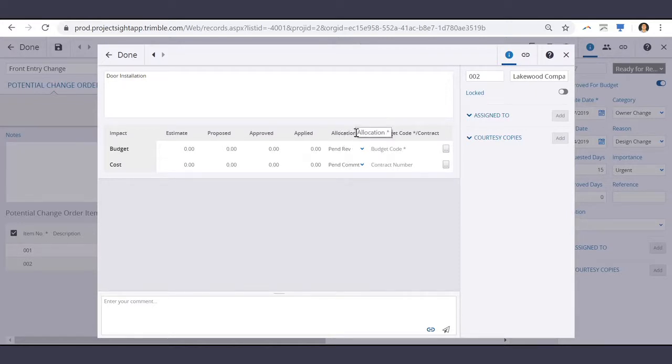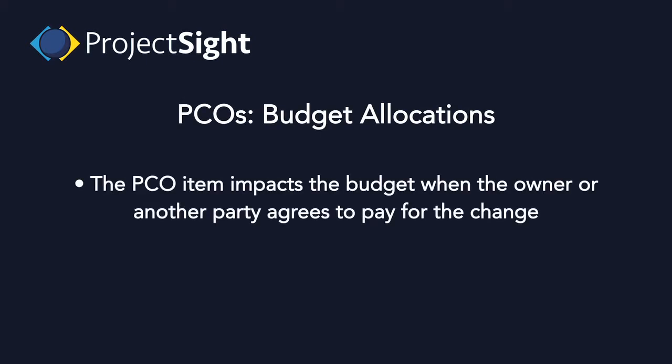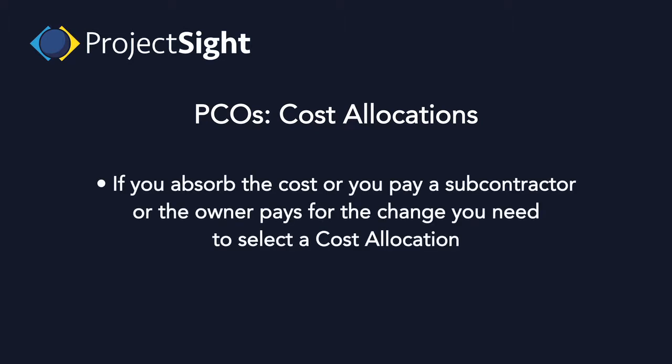As a rule of thumb, for budget allocations, the PCO item impacts the budget when the owner or another party agrees to pay for the change. For cost allocations, if you absorb the cost or you pay a subcontractor or the owner pays for the change, you need to select a cost allocation.